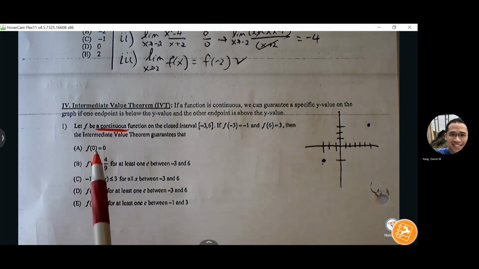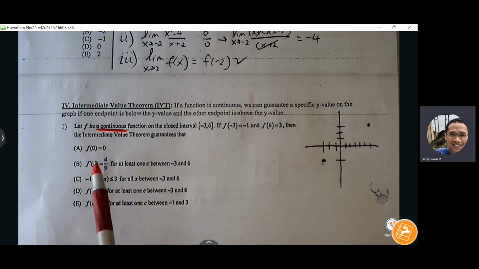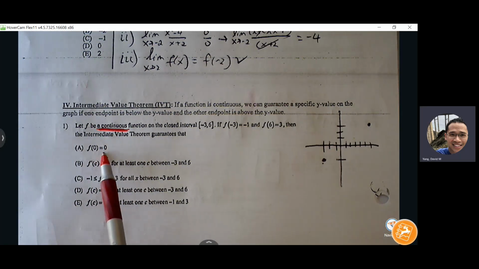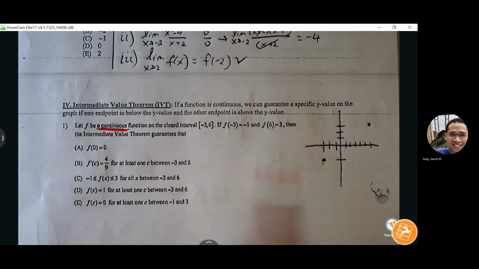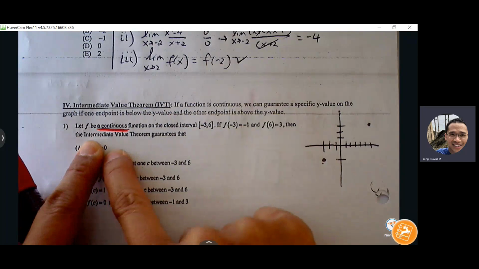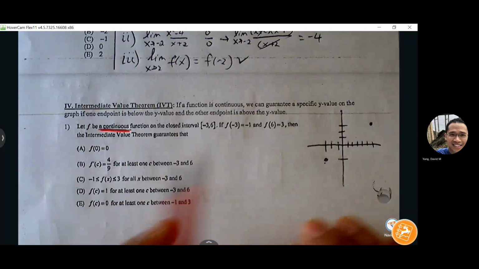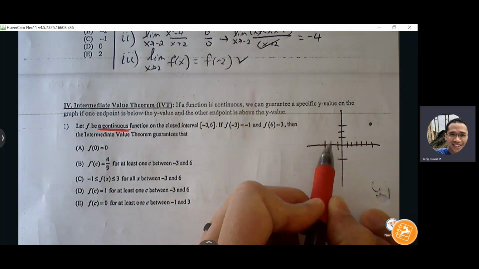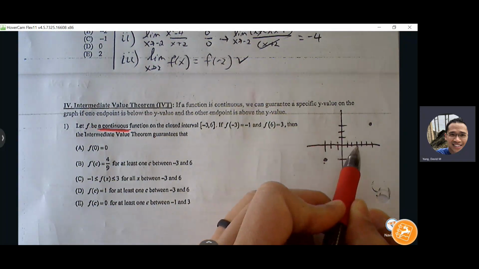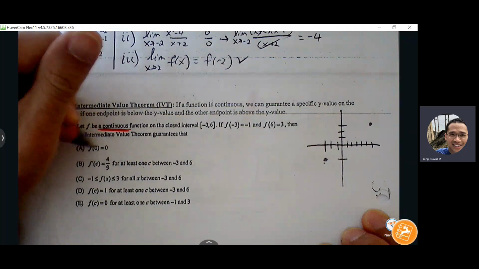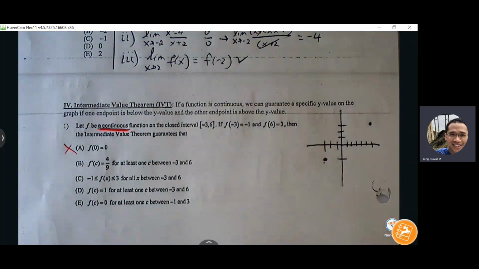So IVT guarantees that. So can we guarantee that f of 0 equals 0? We can guarantee a zero, right? But can we guarantee that it's going to actually be at the origin? No, right? I mean, it could hit the x-axis earlier. It could hit the x-axis later. But we can guarantee the zero, but not the x value. So this doesn't quite fit IVT.